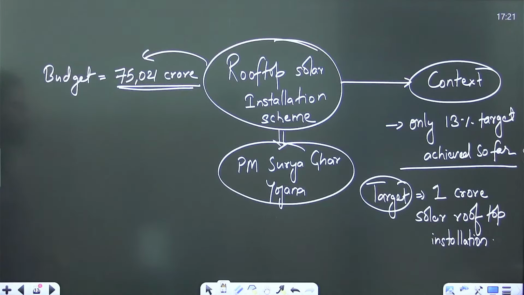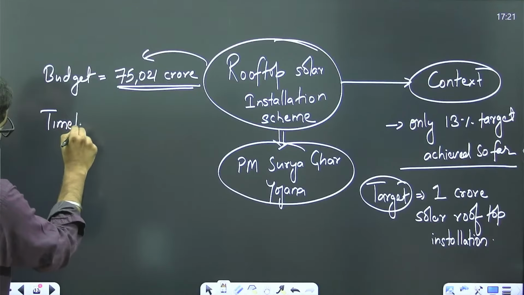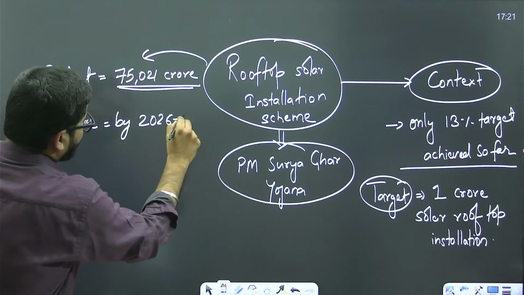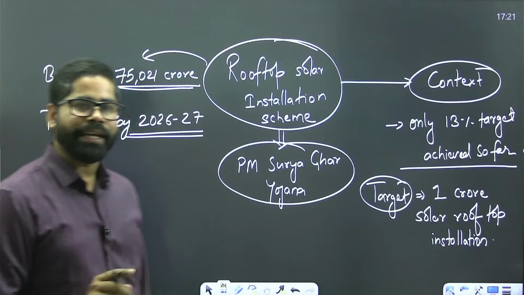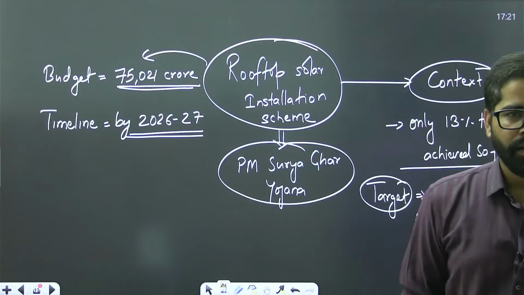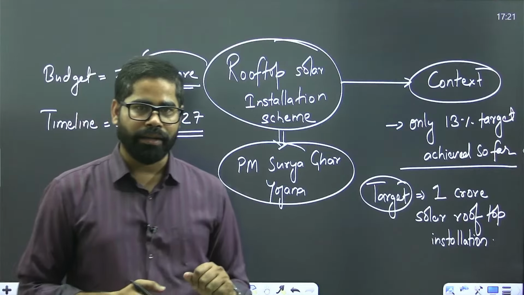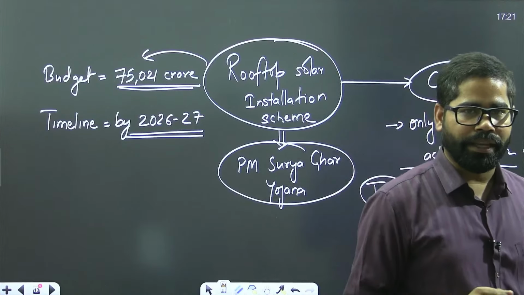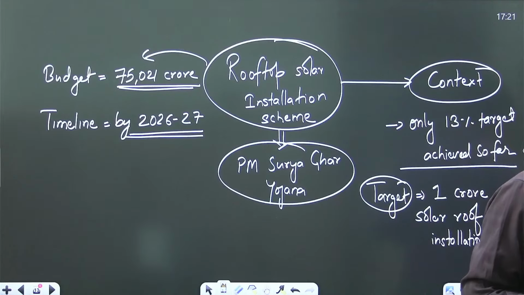This is the budget of the scheme, and it has a timeline. It has to be completed by 26-27, which means only 1 year is remaining now, and you can say 3 or 4 months. We are here in the month of October. Now there are 5 months remaining, and then we have 1 year. So 1 year, 5 months are remaining, and only 13% of the target has been achieved so far.